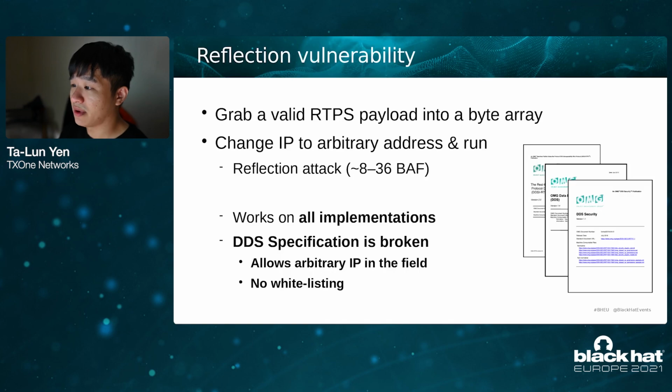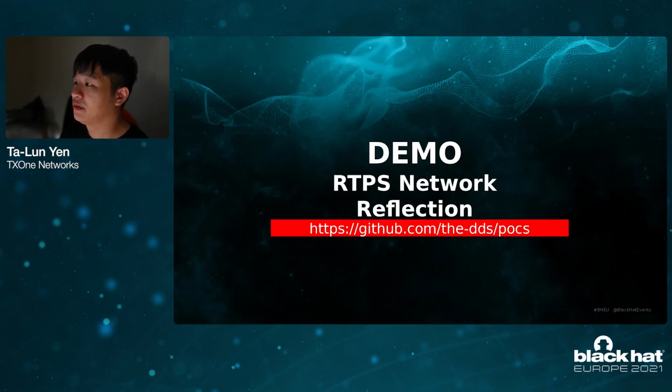And by looking further into the spec, it allows one to write arbitrary IPs into the field, and there are no sanity checks or whitelisting implemented. And there are some implementations that result in less efficient amplifiers. Maybe that's because they're on the cautious side. And we understand that some of the implementations are not even interested in this. It makes sense because you have to actually break the spec in order to not be affected by this attack. And here you can see the demo of our RTPS network reflection.